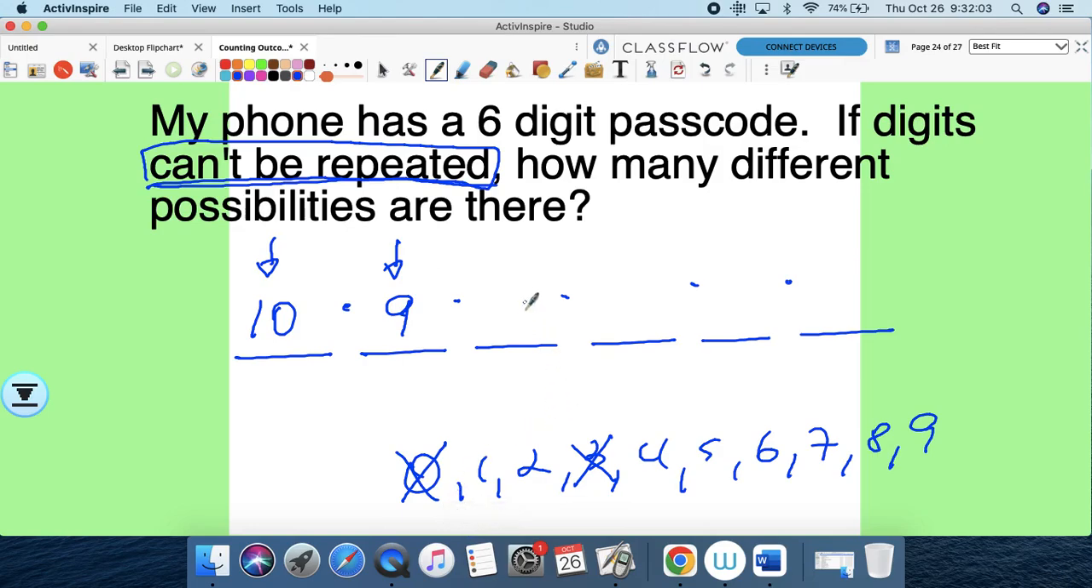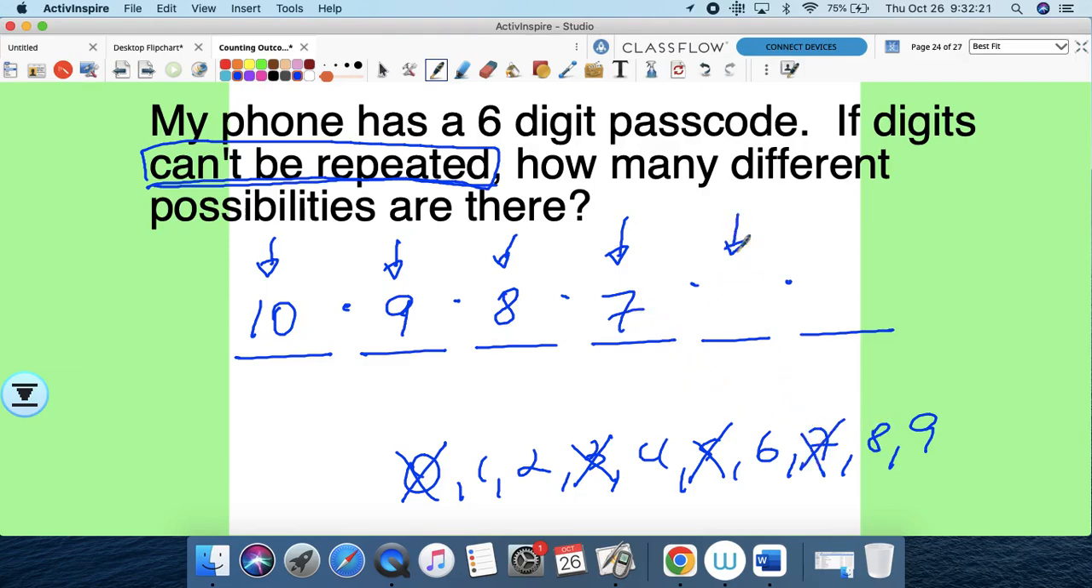So let's say I use the 0. I can't use it anymore. So when you go over here, how many choices do you have? 1, 2, 3, 4, 5, 6, 7. I have 8 choices. Let's say I use the 5. When I go here, how many choices do I have? I have 1, 2, 3, 4, 5, 6, 7.